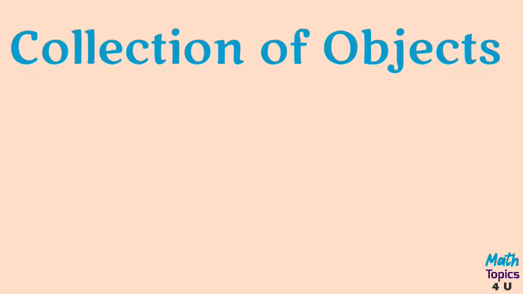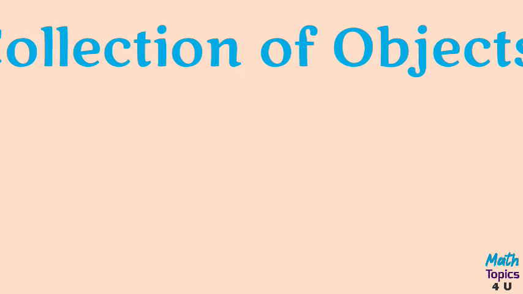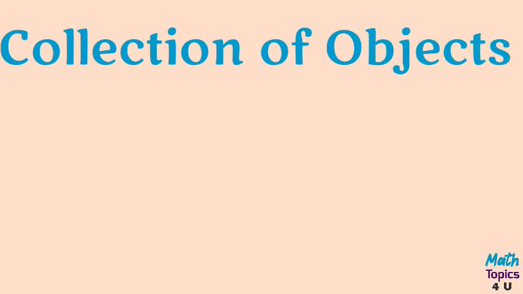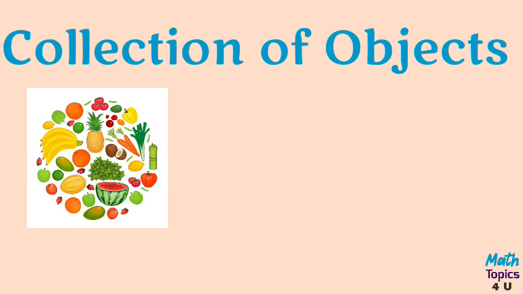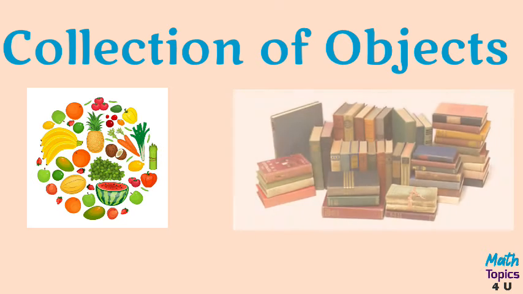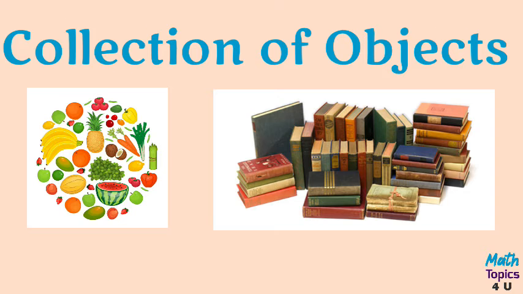In real life, the objects we see around us daily are collections of objects. They can be grouped together as collections based on some conditions. Here I have given a collection of fruits. This can be grouped together based on the nutrients present in each fruit. The second example I have given is a collection of books. This can be grouped together based on the contents present in it.